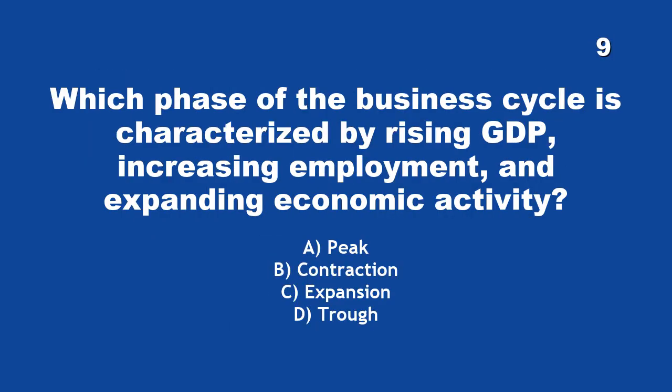Which phase of the business cycle is characterized by rising GDP, increasing employment, and expanding economic activity? Option A, peak. Option B, contraction. Option C, expansion. Option D, trough. The correct answer is C, expansion.